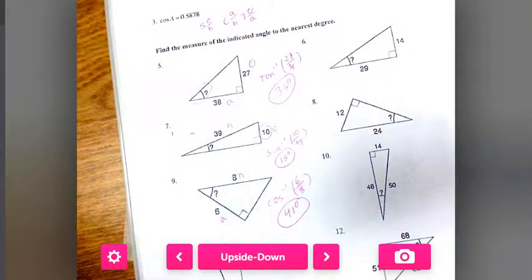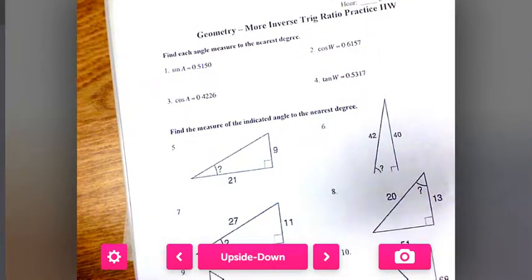All right, you do not have to do the rest of the front. You just have to do the back, guys. Just the back of this, and you're all done. Okay? I am going to pass back your quizzes, though.